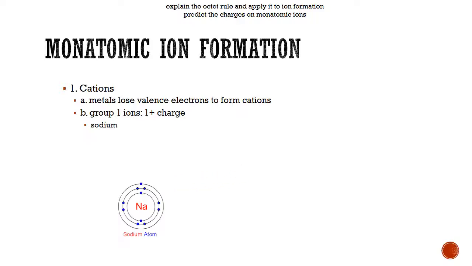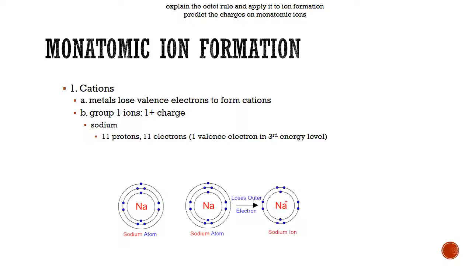If it loses that 1 valence electron, notice the outer energy level will now be the 2nd level, which has 8 electrons in it, meaning it's going to be a full outer energy level. So sodium has the 11 protons, 11 electrons, the 1 valence electron in the 3rd level. It will lose that outer electron. It will lose that valence electron. And notice now, we just have the 2 energy levels, 2 electrons in the 1st level, 8 in the 2nd. Its outer energy level is full.